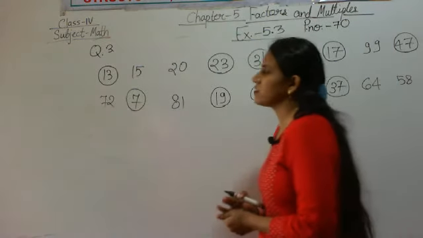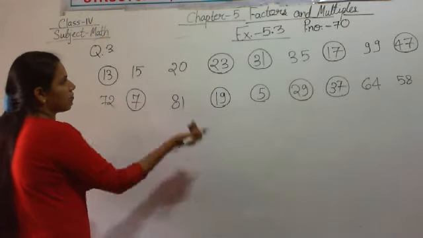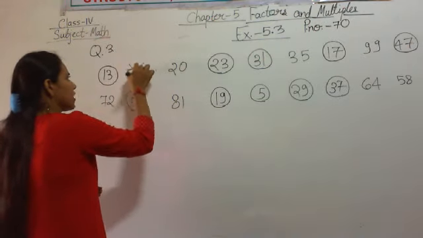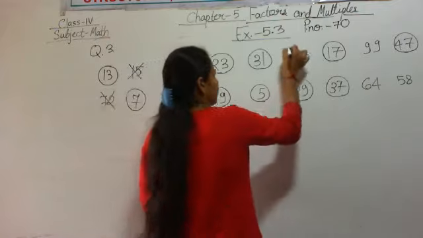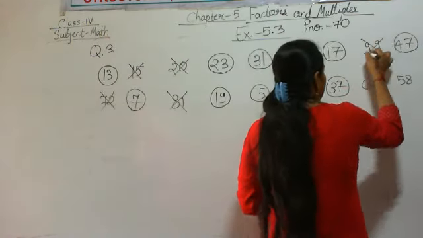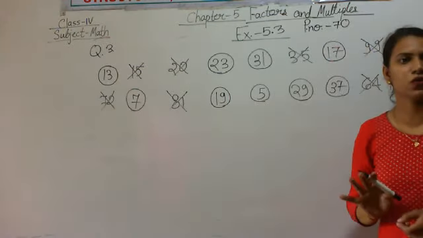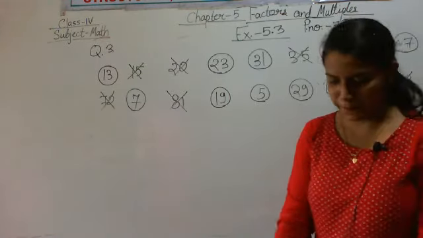Next task is to cross out the composite numbers. All the remaining numbers are composite numbers, so cross them out. So this is how you will solve question number 3.